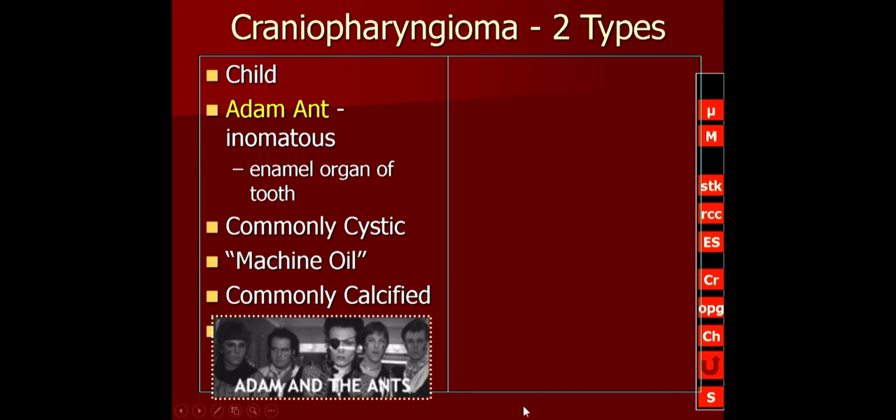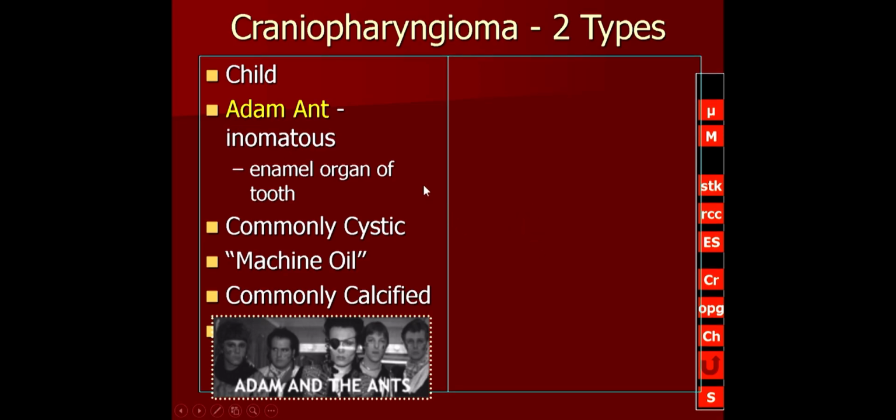Now, the reason why they're called that is that they are epithelial lesions, and the epithelium that forms the lining in the craniopharyngioma looks like the enamel organ of a tooth bud. And so the pathologist gave it that name of adamantinomatous.